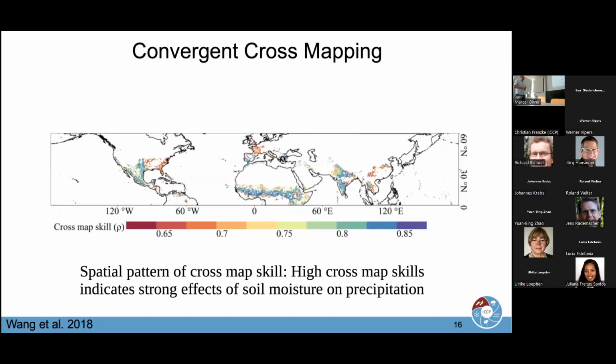And this also has been applied to climate data, here this study by Wang et al., where they look at the relationship between soil moisture and precipitation, and they also find lots of areas where there is this causal relationship.